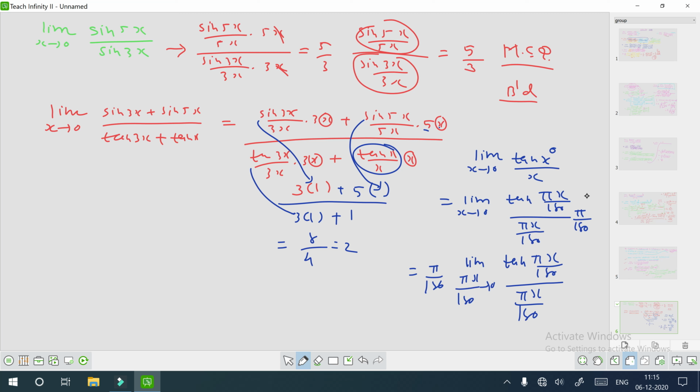0, because x tends to 0 implies that a multiple of x also tends to 0. So that comes out pi by 180 into 1. Of course, we can write that it is equal to 1 degree also. So in the next lecture, we are going to see in detail this type of sums. Right now we are stopping here.